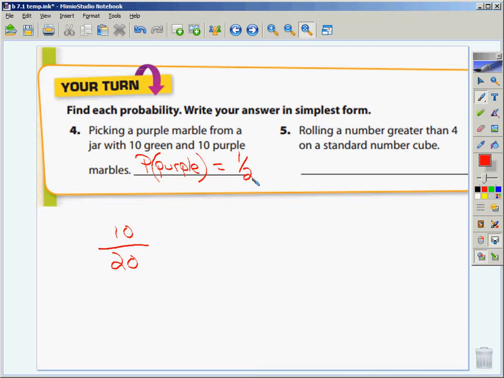In number 5? Probability of greater than 4. Total possible outcomes. Total possible outcomes on a die. How many? 6. How many of those numbers are greater than 4? 2. And if I simplify this, this is 1/3.